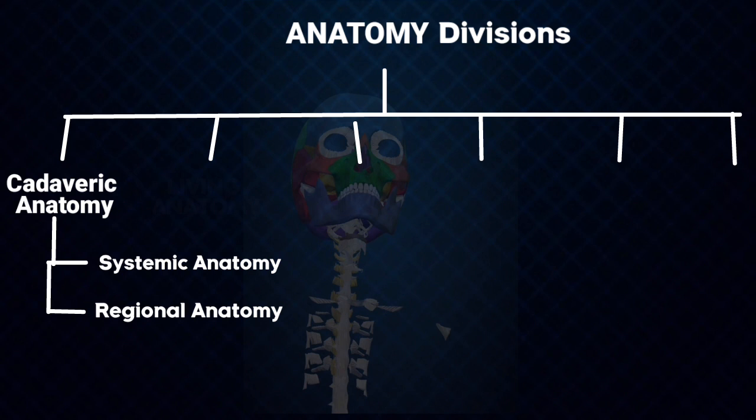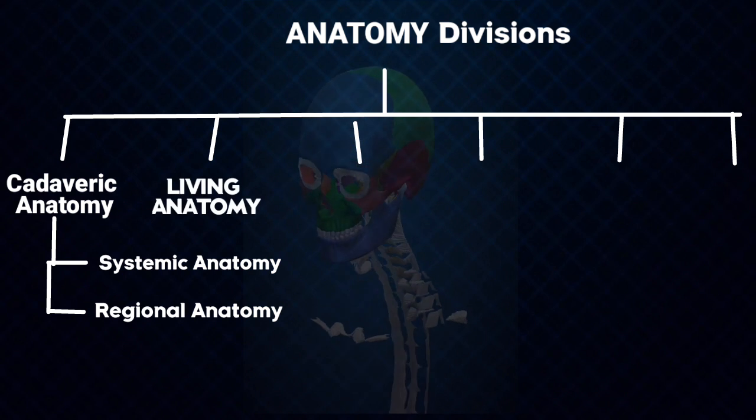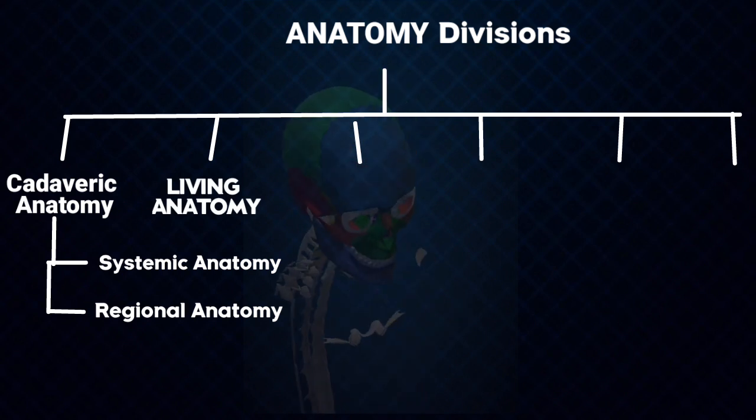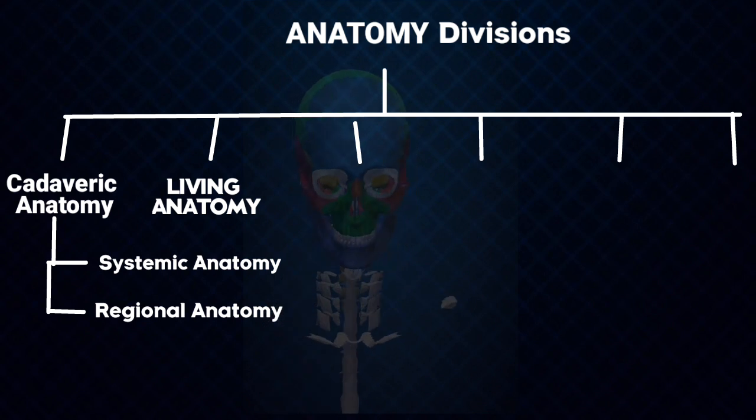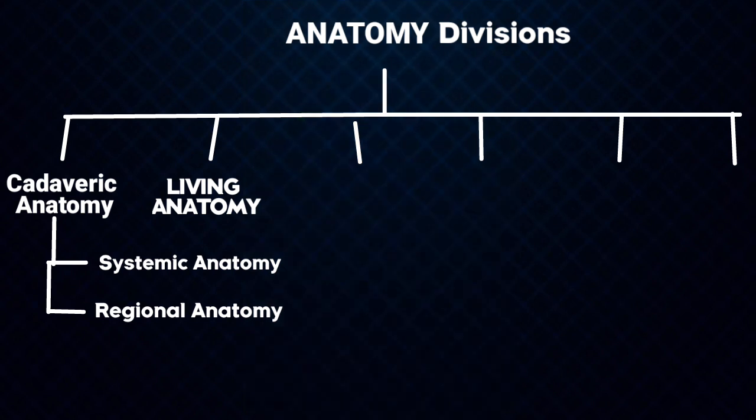The living anatomy. The living anatomy is the study of the structure of a living subject. For example, inspection by palpation, inspection by endoscopy, or inspection by radiography. The embryology, which is also called the developmental anatomy. It is the study of the development of an embryo and its structure.